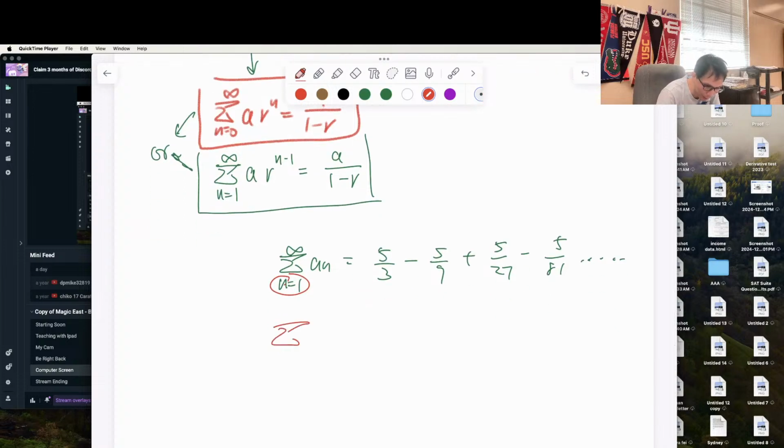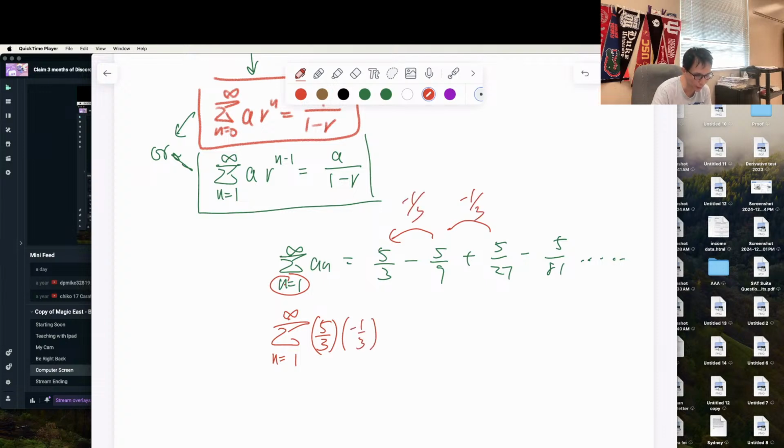So if we have the summation from n equal to 1 to infinity, and the first term a is 5 over 3, right? Is that okay? What is r in here? How do you take this divided by this? Negative 1/3. And you take this divided by this, what is it? Negative 1/3, right? For each time. So it'll be negative 1/3 to the n minus 1.